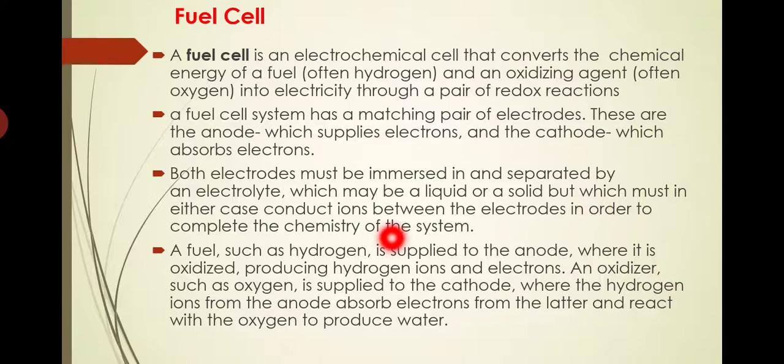In order to complete the chemistry of the system, a fuel such as hydrogen is supplied to the anode. Usually in most fuel cells, hydrogen is used as the fuel and it is supplied at the anode. Hydrogen can be in its pure form, or sometimes in a compound form like methane. If it is in a compound form, we have to split it and produce hydrogen to get the power. So that is another concern.